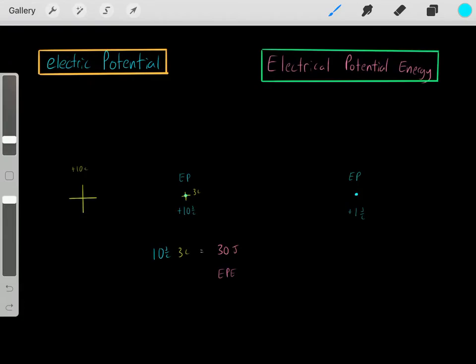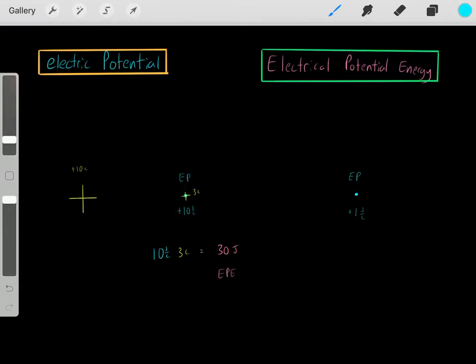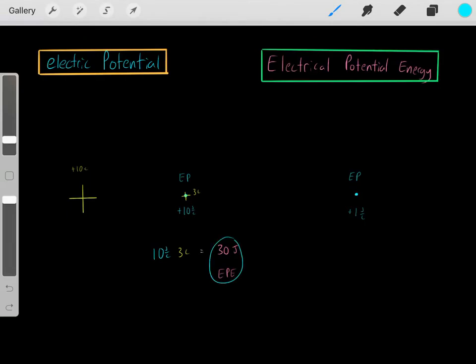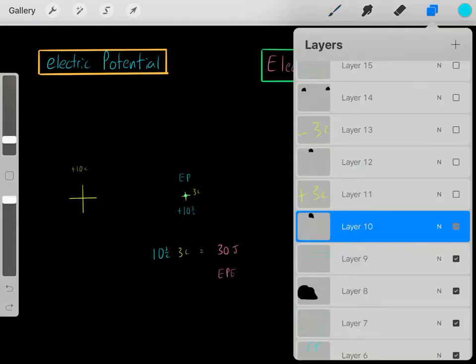So now we know if we have a positive 3 coulomb charge and a region of electric potential of positive 10 joules per coulomb, now we have a system that has 30 joules of energy in the form of electrical potential energy. So now we have a system with energy in the form of electric potential energy. So again, that's the key point of this video.